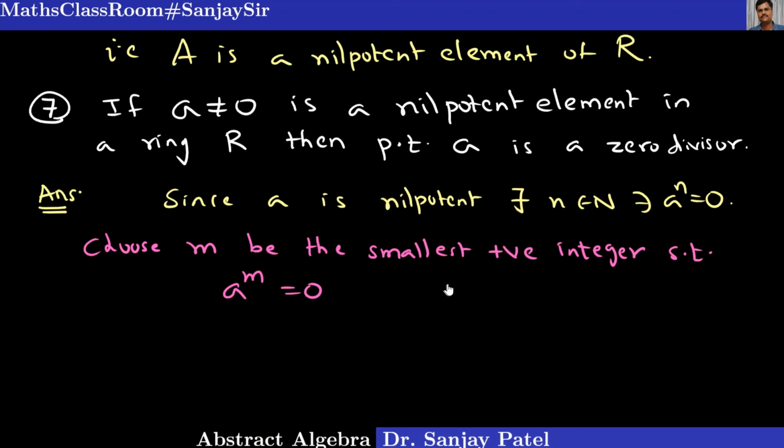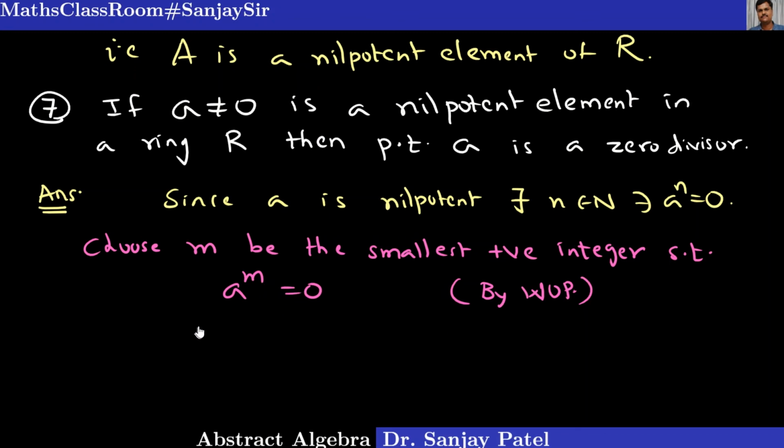This is possible by the well ordering principle. By the well ordering principle, you can choose such a smallest positive integer m. See, the nilpotent definition says there must exist at least one n such that a raised to n equals 0, then a is called a nilpotent element. So there can be many values of n, and out of all these values of n, we can choose the smallest one, and that smallest one we can call, say, m.